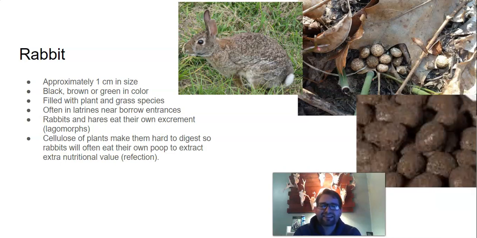Rabbits and hares eat their own excrement. These are called lagomorphs. The reason being is that cellulose of plants is really hard to digest, and so these organisms will go through this process called refection, where they digest it a second time in order to get extra nutritional value out of the waste.